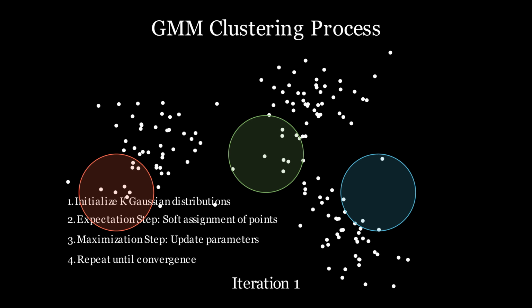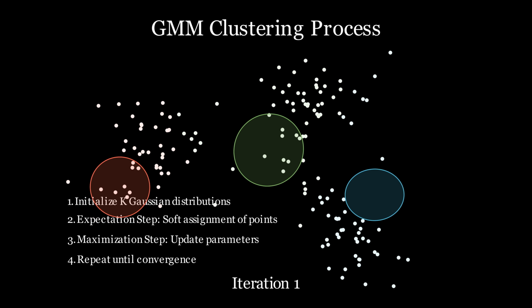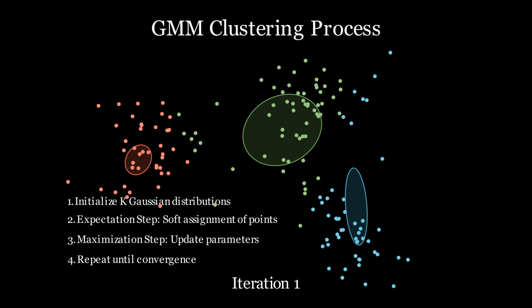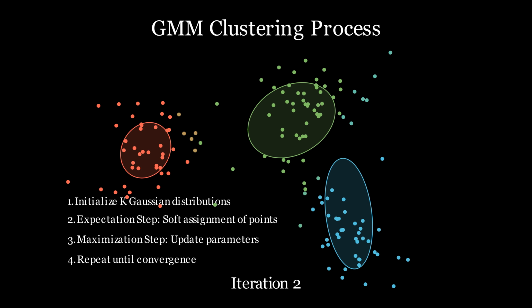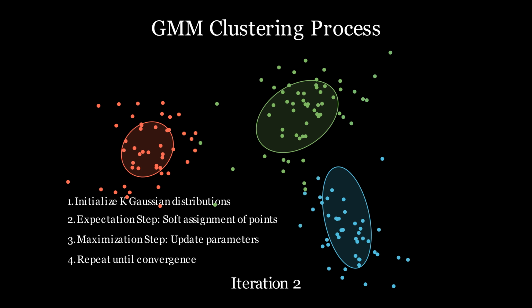Iteration 1. Points are colored by their most likely cluster. The Gaussians are updated to better fit the data. Iteration 2. Points are colored by their most likely cluster. The Gaussians are updated to better fit the data.